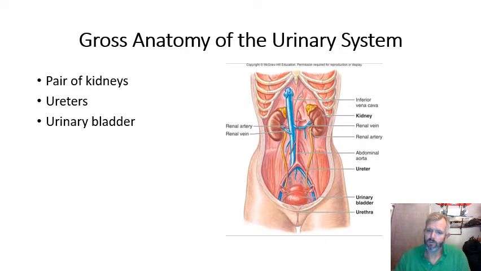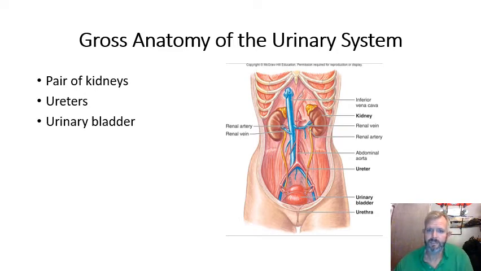All right, so again, we'll look over the gross anatomy of the urinary system. We'll look at the actual process of voiding or going to the bathroom, micturition, and then we'll get into the more cellular or more microscopic level of what's taking place in our friends the kidneys here.